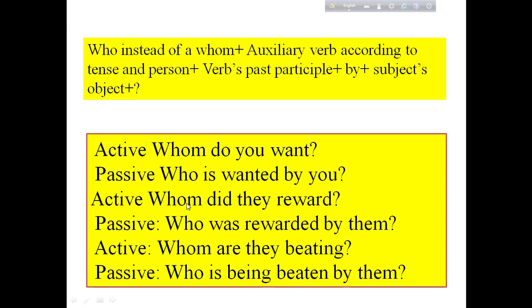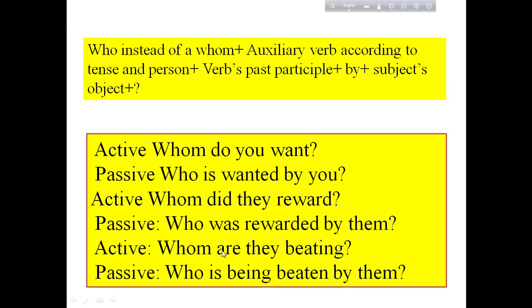Another example: whom did they reward? Accordingly, you have to write who instead of whom, then the auxiliary verb was, then the verb's past participle, rewarded, then the preposition by, then subject, object, them, and last of all you have to put the note of interrogation.